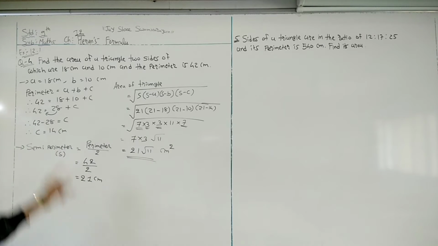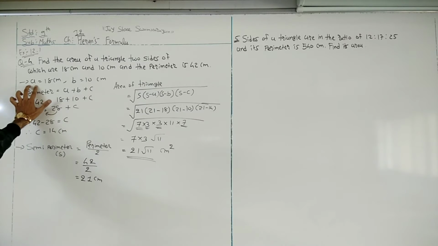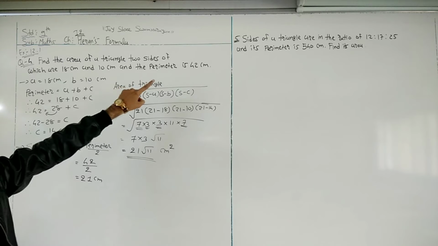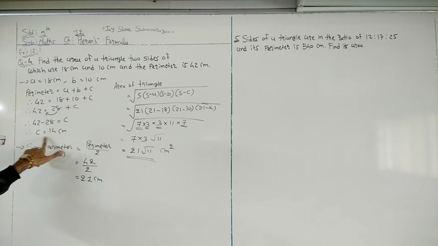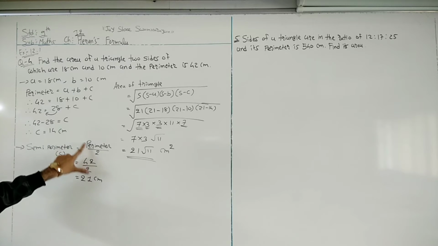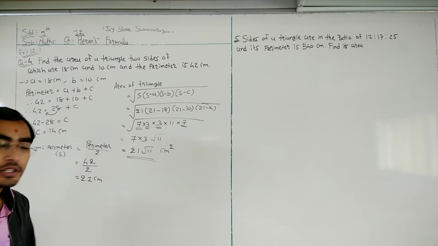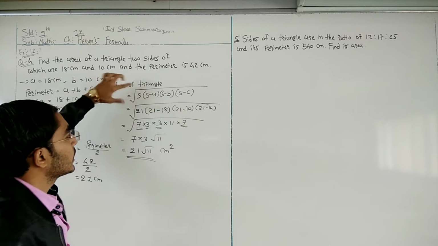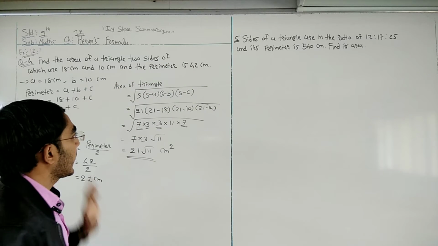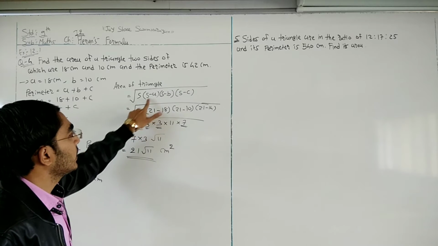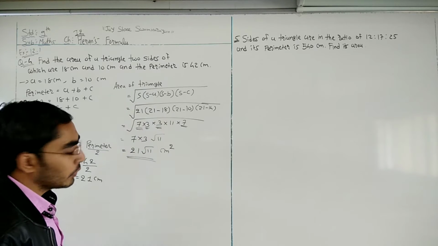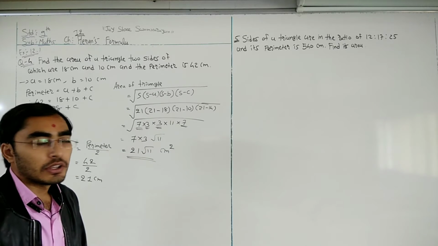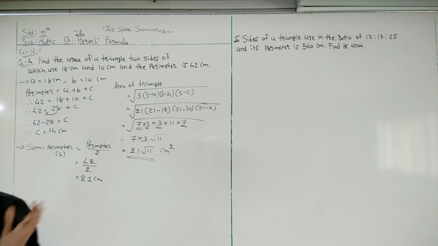So here, find the area of the triangle. Two sides A and B are given. Perimeter is given to us, so A plus B plus C; from that we will get the value of our third side C. Now semi-perimeter is perimeter divided by 2, so it is 21 centimeter. After that, area of triangle, use Heron's formula, under root S into S minus A, S minus B, S minus C. Put all the values here, S 21, A 18, B 10, C 14. Now factorize it and find the square root. So 21 under root 11 centimeter square.